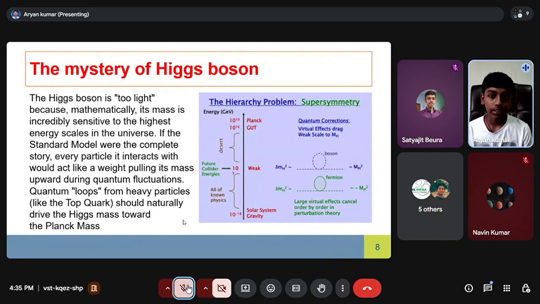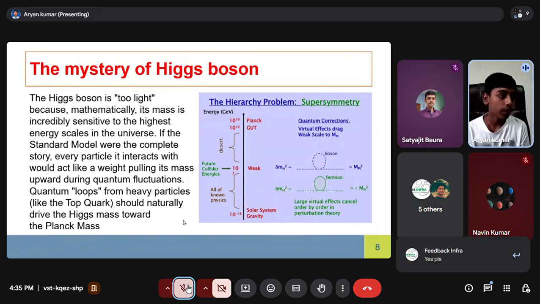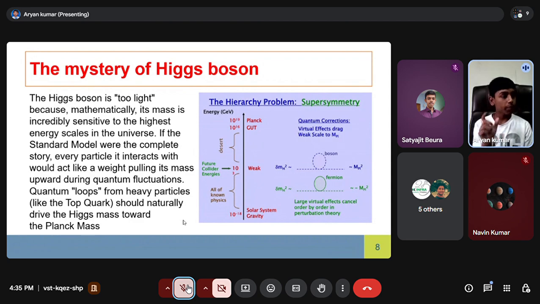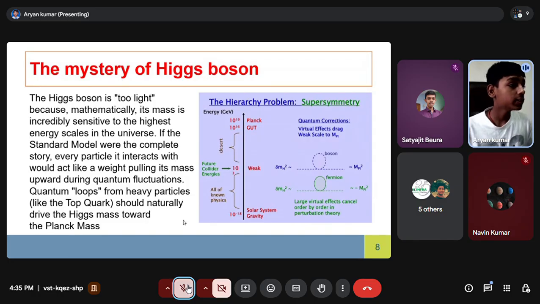The Higgs boson should have been heavy because there are virtual particles popping in and out of existence. There are some heavy ones like the top quarks. The Higgs boson has no spin, and there is one.